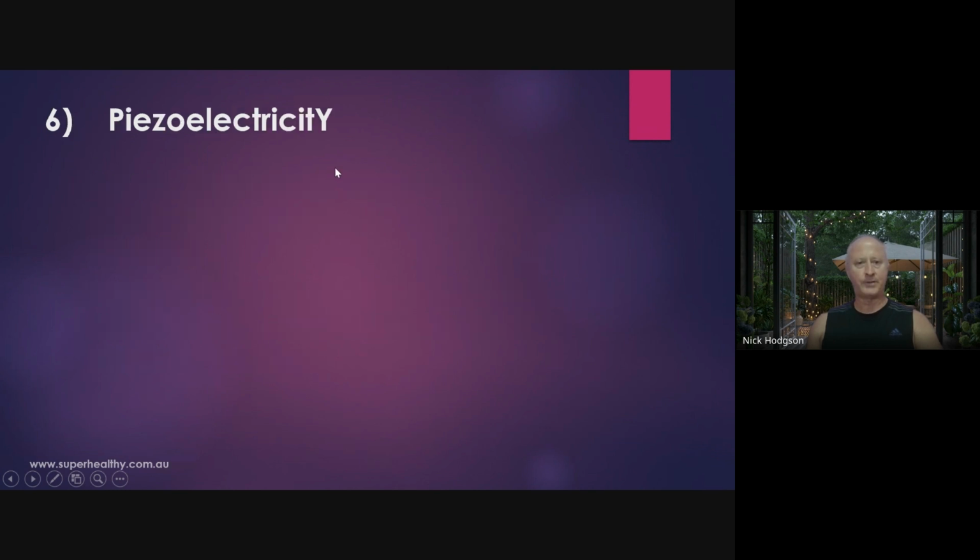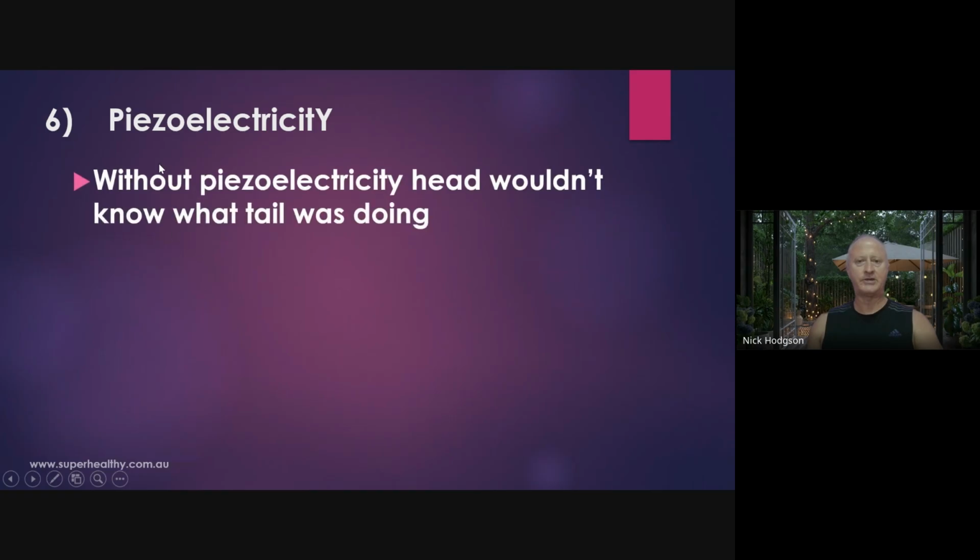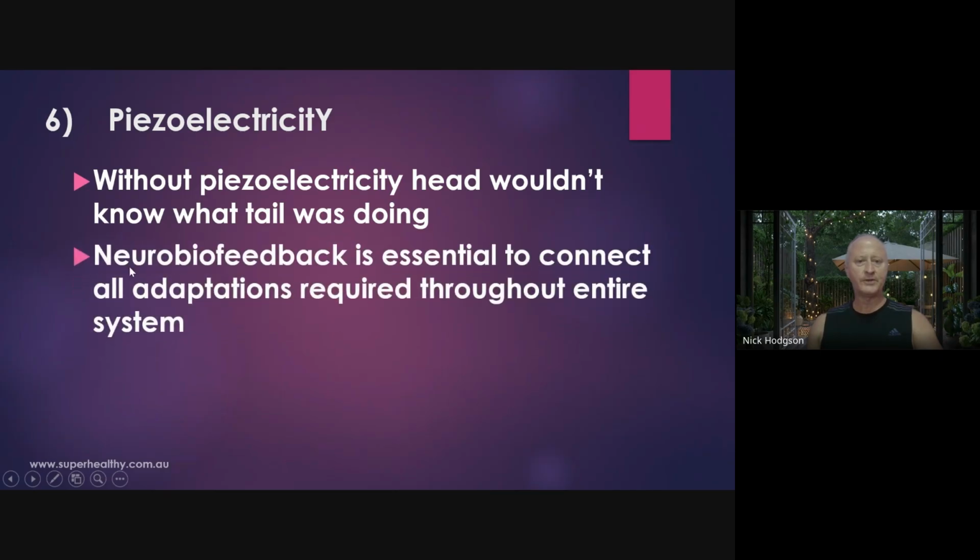And then obviously piezoelectricity. There has to be communication. Without piezoelectricity, the head wouldn't know what the tail was doing. So this neurobiofeedback that's always happening inside our central nervous system is essential to connect all of the adaptations required throughout the entire system.